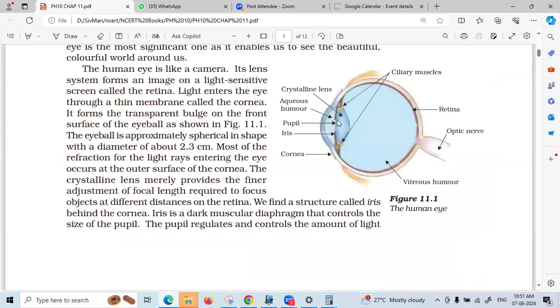This opening is the pupil. This is the iris. So if the object is too bright, this iris will close a little bit so that the opening is small. The amount of light entering the eye will be small or less. Otherwise, the eye will get damaged.